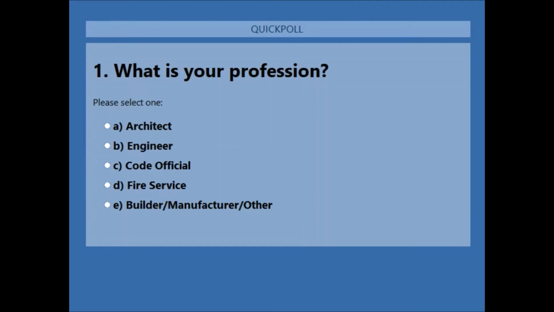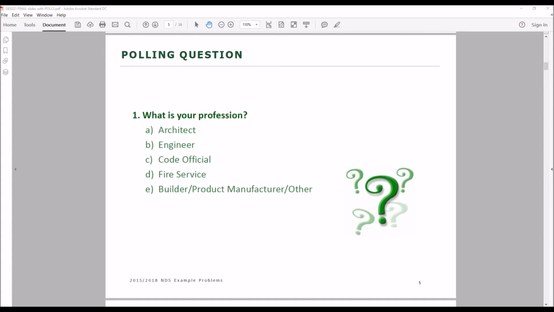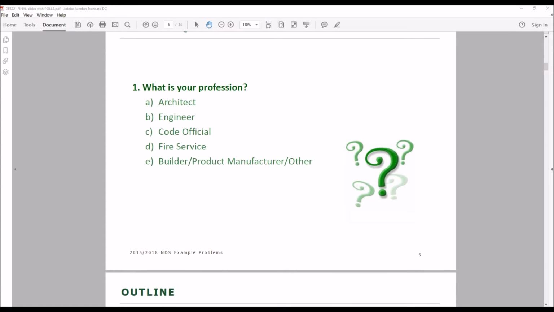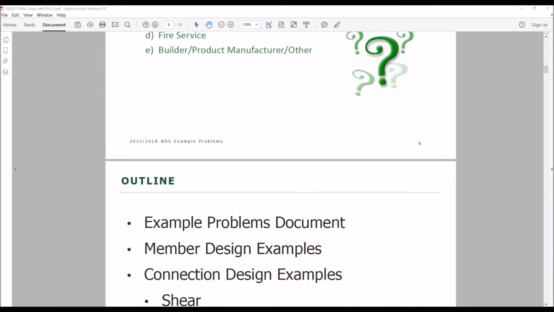All righty, I'm going to close. So we have 77% engineer, 15% code official, 4% architect, 3% builder, manufacturer, or other, and 1% fire service. No matter your profession, we are delighted that you are here today and hope that you find something of value. We're especially glad that you're here and getting your mind off of everything that's going on around us. All right, great. We got a pretty broad variety of folks present today, so that's good to hear.